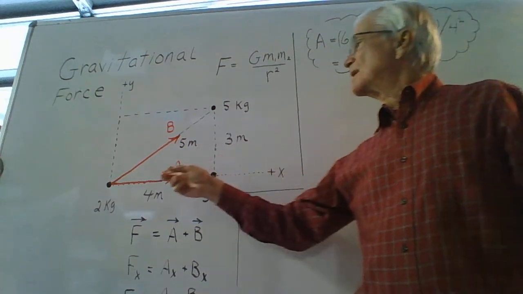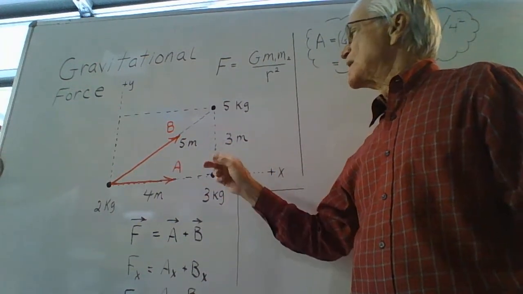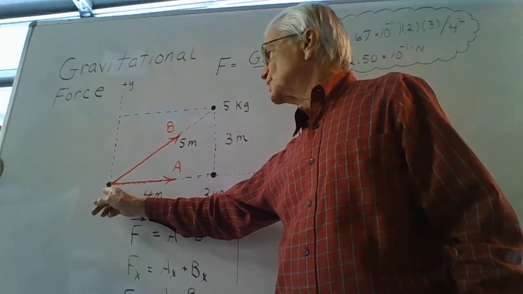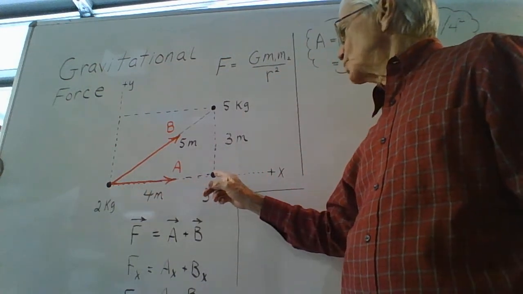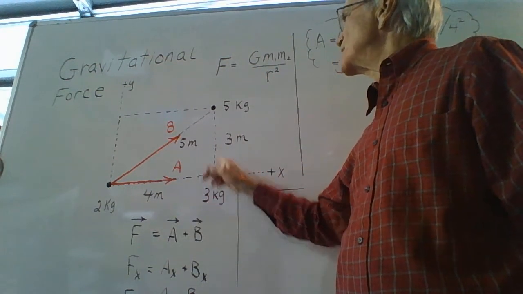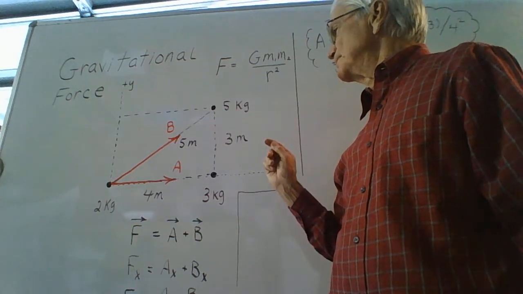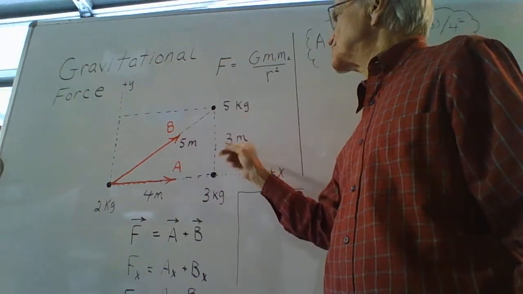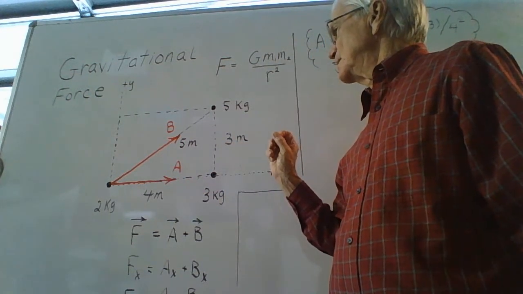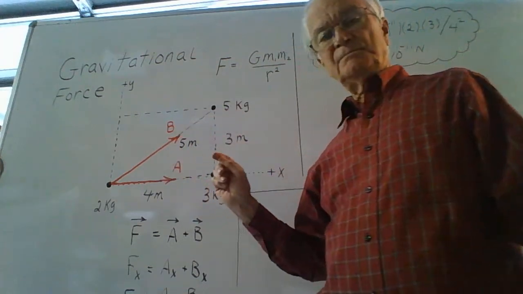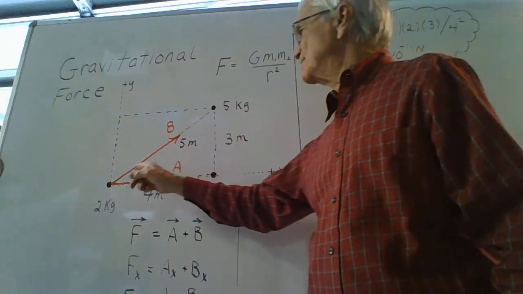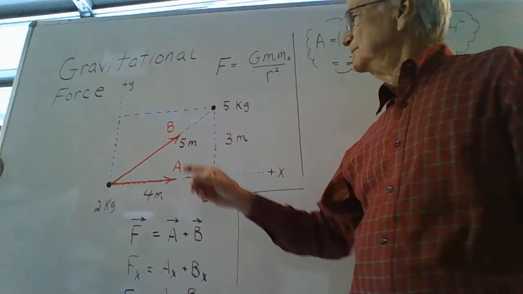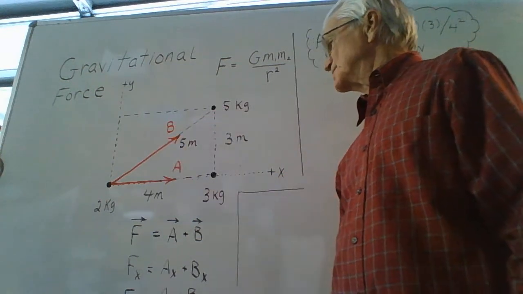I have objects at three of the vertices of a rectangle. The lower left vertex is a 2 kilogram object, the lower right vertex is 3 kilograms, and the upper right vertex is 5 kilograms. The width of the rectangle is 4 meters. The height of the rectangle is 3 meters. The length of the diagonal is the hypotenuse of this 3, 4, 5 triangle. Hypotenuse length 5 meters.